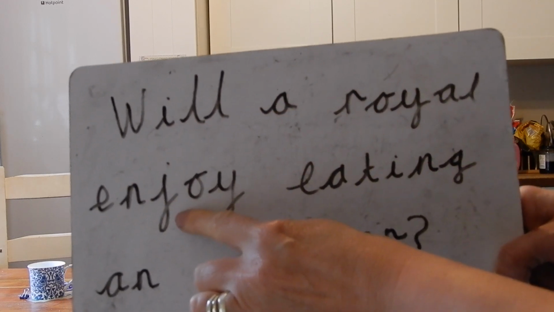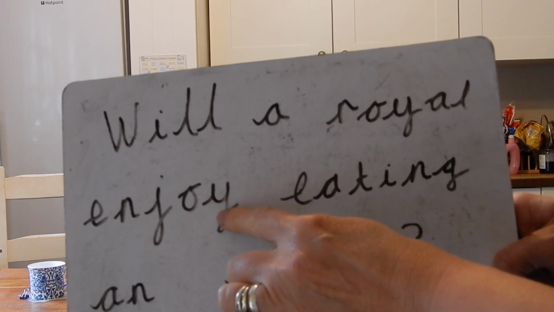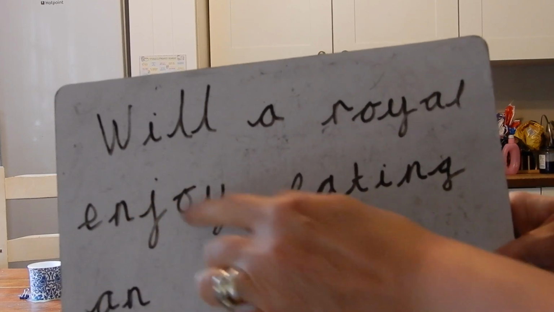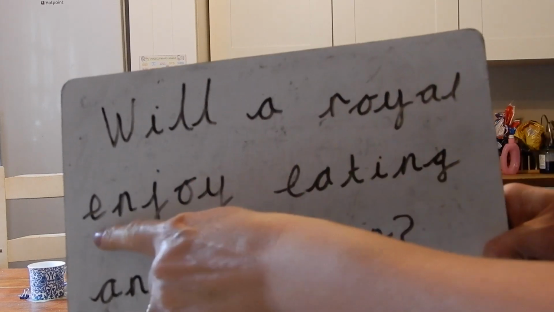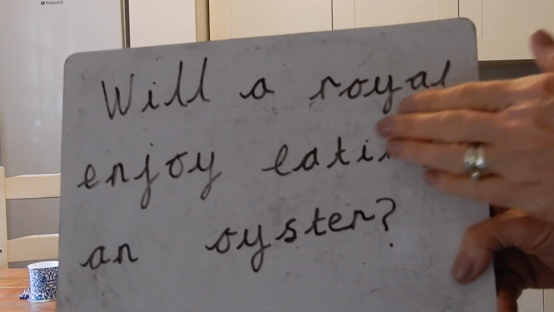Two syllables here, but you shouldn't recognise this, you've just written it, e-n, n, j, oi, there's our sound of the day again. Enjoy. Let's go back to the beginning. Will a royal enjoy? Two syllables here too.